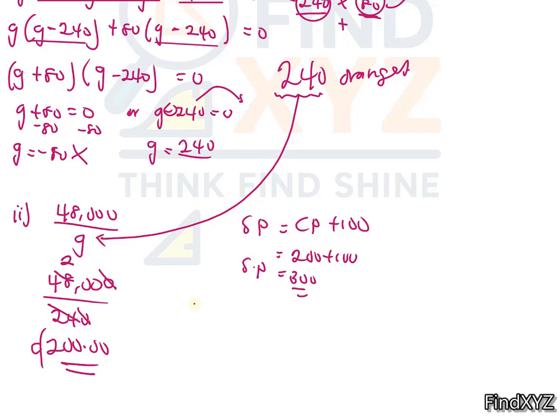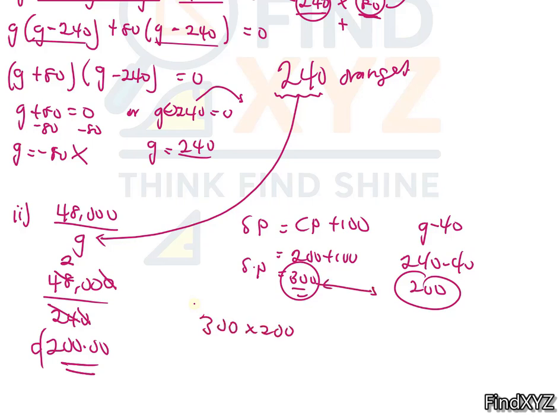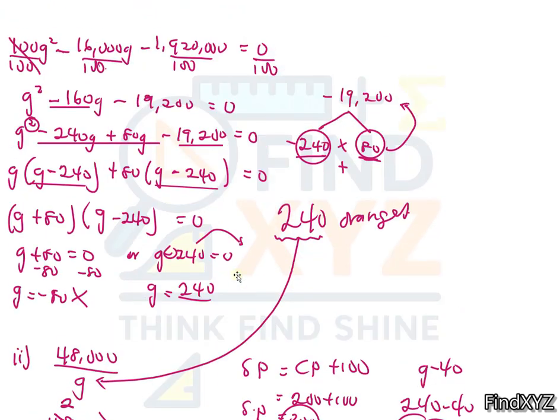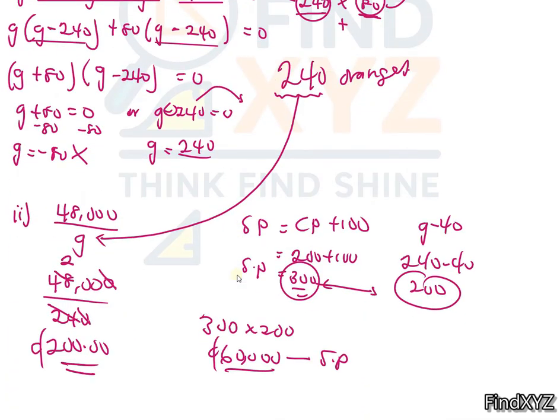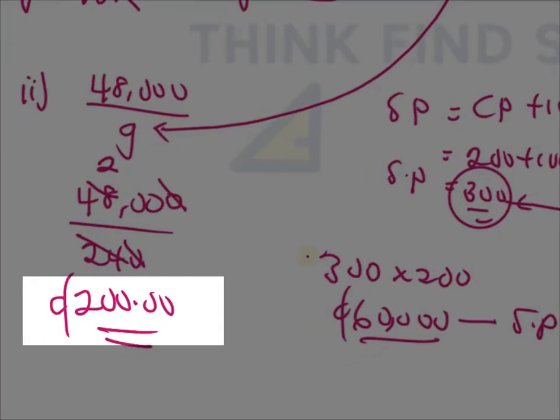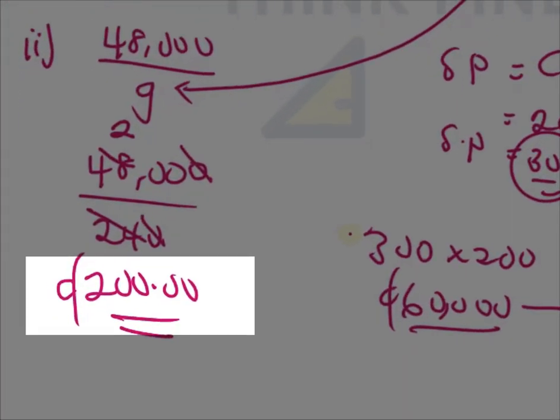How many oranges were sold? The number of oranges that were sold was g minus 40. Now we know g, so g is 240 minus 40. That will leave us with just 200. We know that this represents the number of oranges that were sold, and this represents the selling price for each orange. Now when we multiply them, 300 times 200, 3 times 2 will give us 6. Then we add the zeros, so we are left with 60,000 cedis. This represents the selling price which we identified. You realize that this is 60,000 Ghana cedis. Do you see that? So everything falls in line. So the cost price for the orange is 200 cedis per one. That must be some heavenly orange.